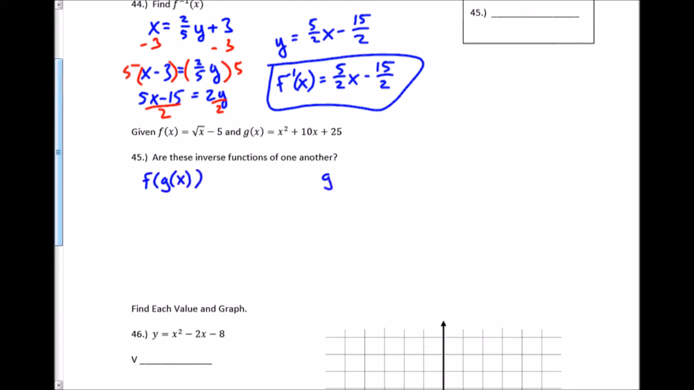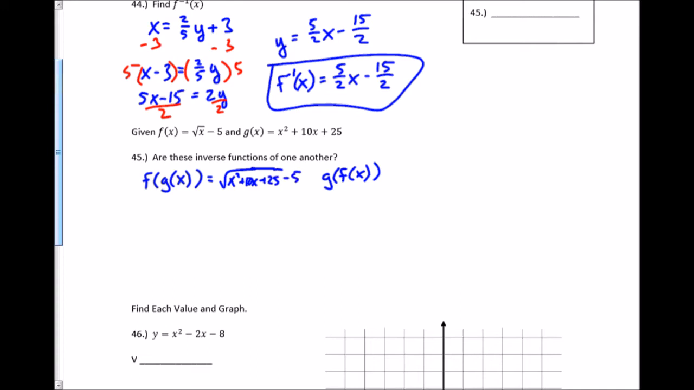And then if I get an x there, I'll do g of f of x. All right? And you have to get just an x each time. Nothing else will do. So when I do this, I'm going to plug this in. That's the square root of x minus 5. But instead of x, I'm plugging in my g of x function, which is x squared plus 10x plus 25.